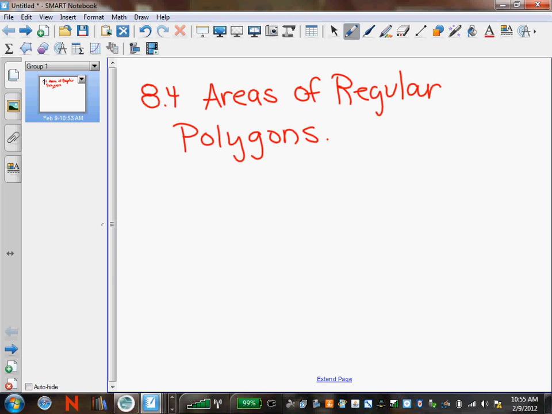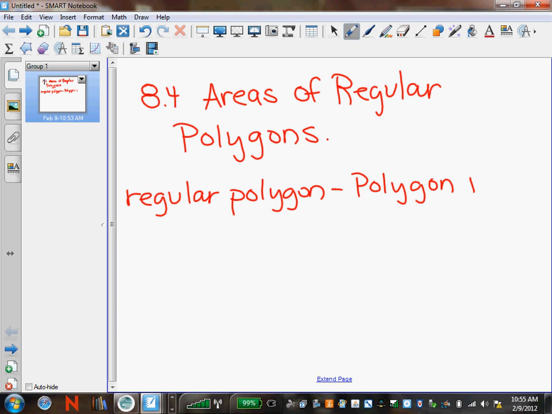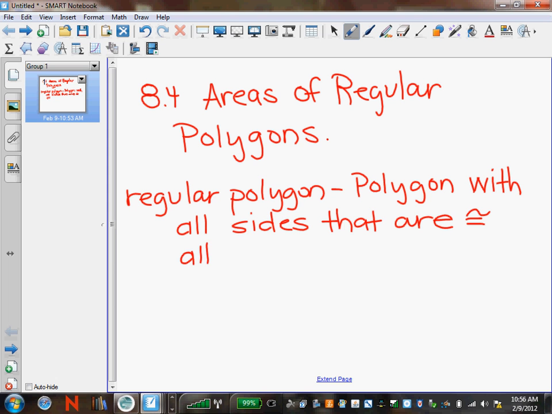One of them is the definition of a regular polygon. So, a regular polygon is a polygon with all sides that are congruent and all angles are congruent. So all sides and angles are congruent.